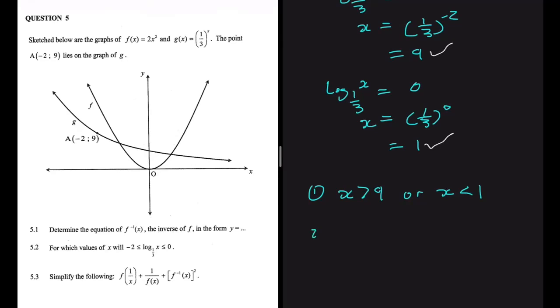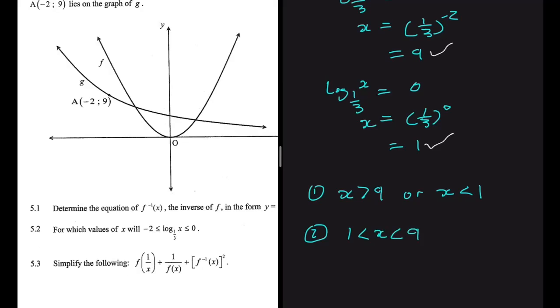And then the second option, we're going to have x lying between 1 and 9, right? So we're going to have 1 here, and then x is supposed to be greater than 1 but less than 9. So which of the two is our correct answer? The best way of doing it is substituting a value of x which is between 1 and 9, right? And if we get an answer which is between minus 2 and 0, then we know that that is the correct solution. And if that doesn't hold, then our first option will be our correct answer, right?